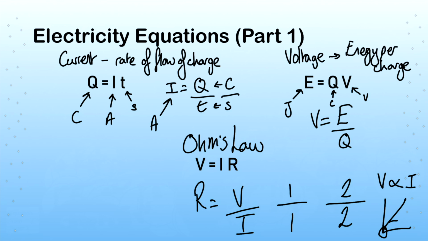If you double V, it doubles I as well. And these symbols are really important. You'll have to put numbers in. This is probably the most common one to come up in this paper. V is measured in volts, I is measured in amps, and R is measured in a funny symbol which is called ohms.